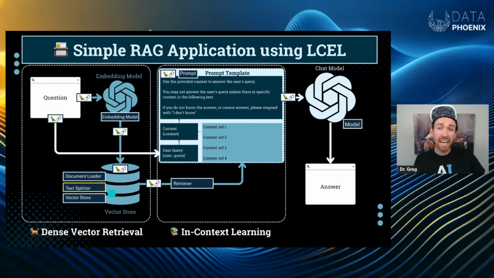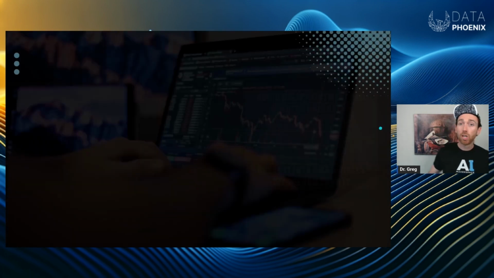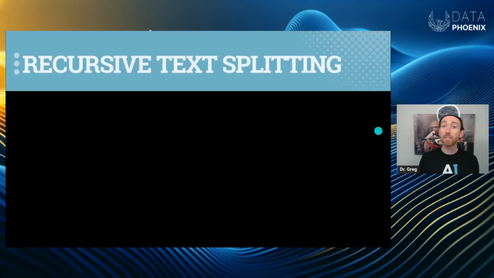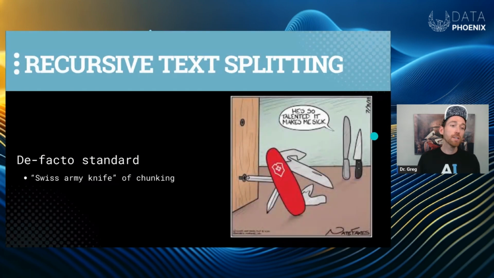Number one is the text splitter. And I'm just going to say a few words about a few key components. Notice we've got document loader, text splitter, vector store, embedding model, retriever, and model here. Let's just take a look. Text splitting. It's all about chunks. What gets chunked gets retrieved. How are we chunking? With the Swiss Army knife of chunking, the recursive character text splitter. This is the de facto industry standard.